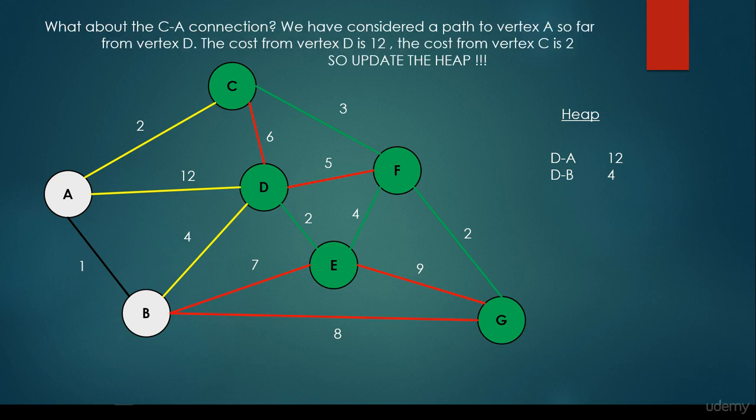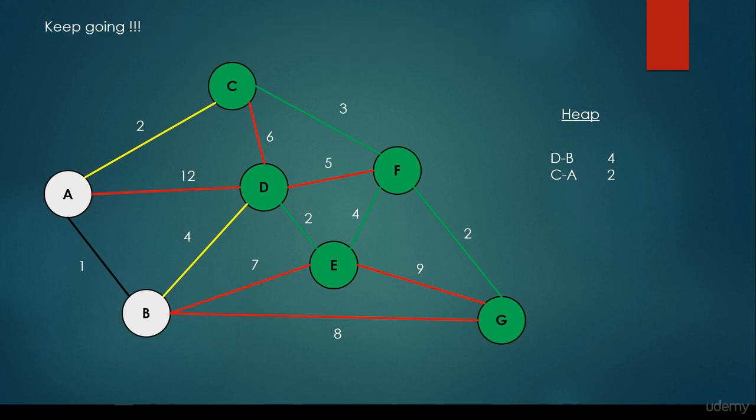What about the CA connection? We have considered the path to vertex A so far from vertex D. The cost from vertex D to vertex A is 12. The cost from vertex C to vertex A is just 2. What does it mean? That we have to update the heap. And we can get rid of the DA connection because it is very, very expensive. So we get rid of this connection in the heap and we are going to insert the CA connection with edge weight 2. Then we keep going because we haven't visited all the vertices.